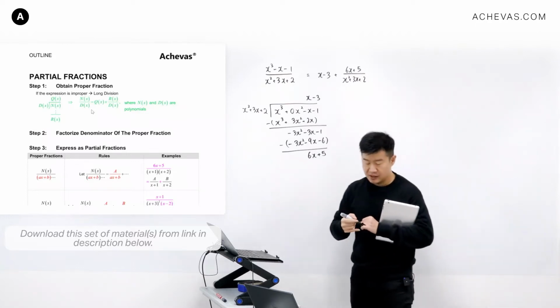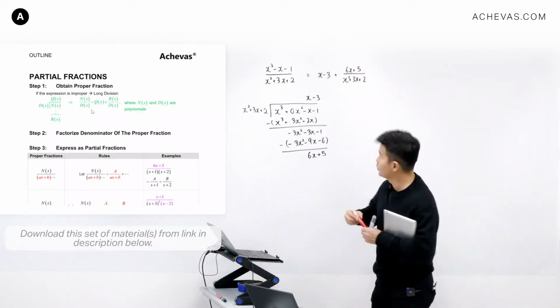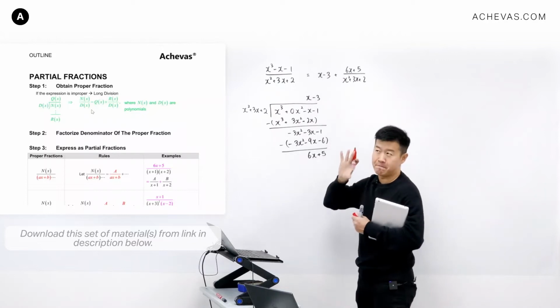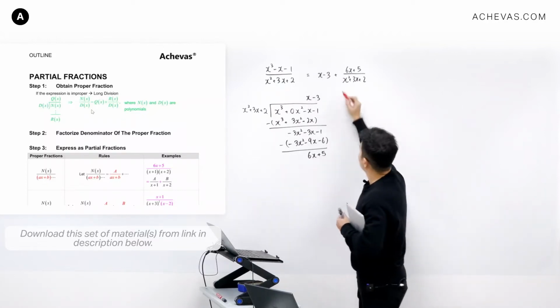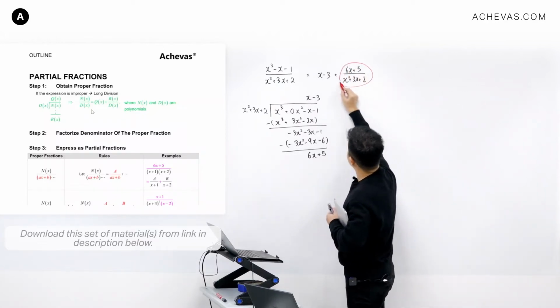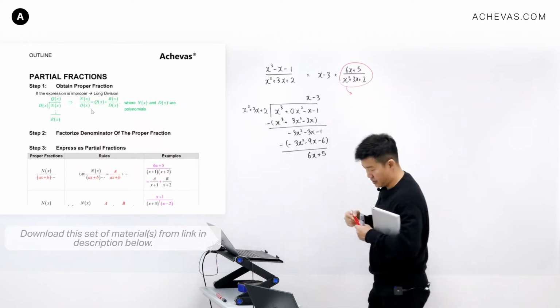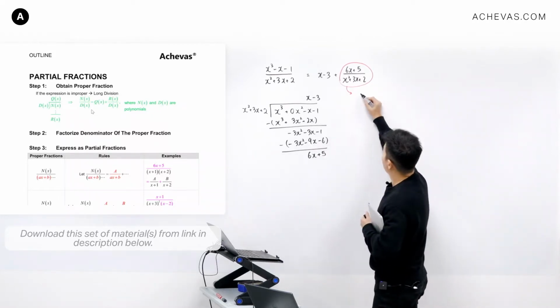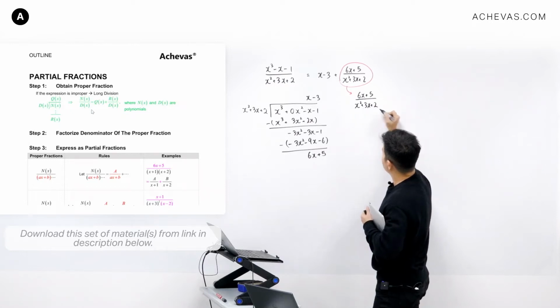Okay, and what we are going to do is focus on just this portion, the portion where the proper fraction lies. So this is already okay, so we are not going to touch it. We are going to focus on this, and let me just rewrite this here. So we are going to look at how we can re-express the proper fraction portion into its partial fraction. So this is 6x plus 5 over x squared plus 3x plus 2.